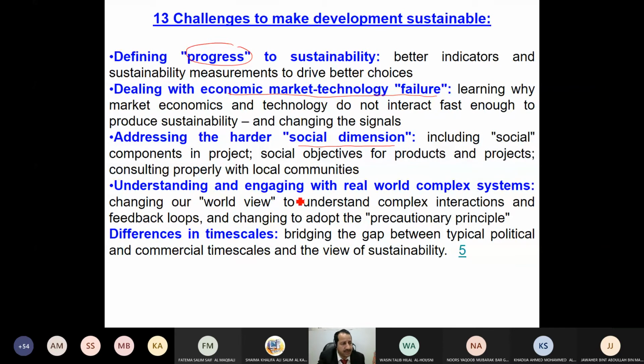Another point is understanding and engaging with real-world complex systems. Interaction in our system, learning more about our world, about our universe, will solve problems, because of the proximity principle. If we don't know what our world is, what the problems in our world are, if we don't have enough knowledge, as we can see now with this coronavirus pandemic, we found ourselves without enough knowledge of how to deal with the problem and solve it in a short time.